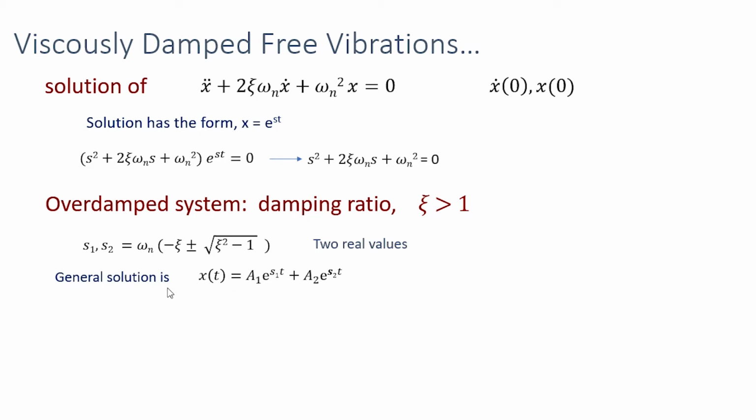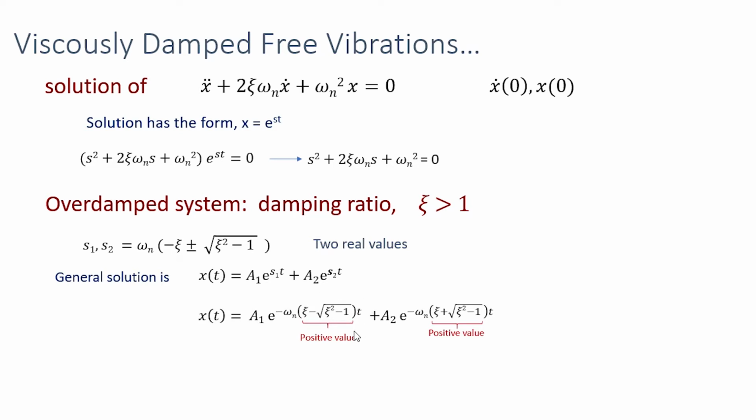So we can write our general solution of this equation of motion as x of t is equal to a linear combination of e to the power st's. So a linear combination of e to the power s1t plus e to the power s2t. If you substitute the value of s1 and s2, we get this.